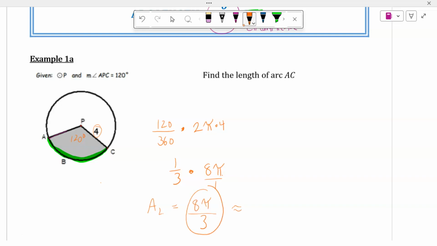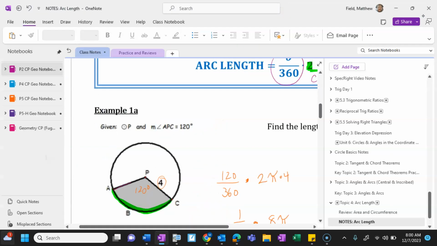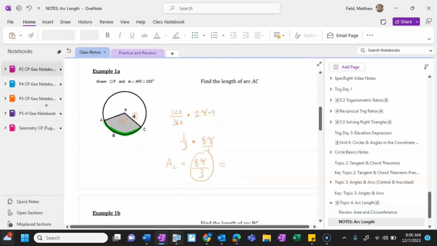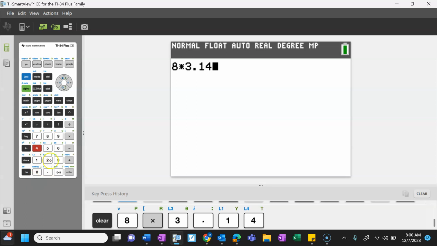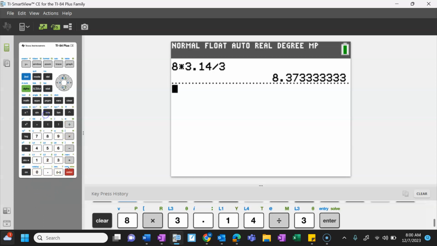Now, if you wanted to get the approximate answer, which most of the time you won't be doing, but I just want to show you in this example, we would just take 8, times it by pi, the pi button, or you can use 3.14, and then divide the whole thing by 3, because we wanted 1/3 of the circle.